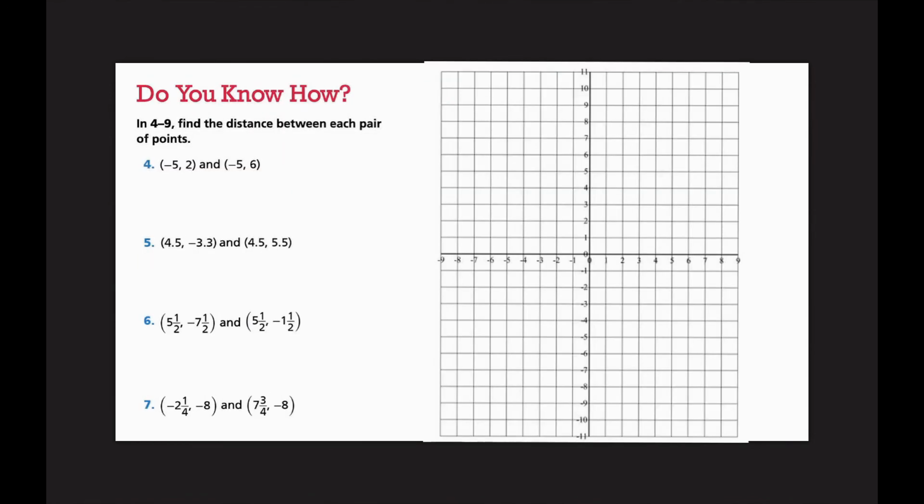My iPad's dying, so we got to be quick. Okay, we are going to find the distance here. I am just going to briefly show you number 4. I can see it's -5 and 2. So there's our first one. We'll call that the red dot. Okay, and then our next one over here is -5, 6.